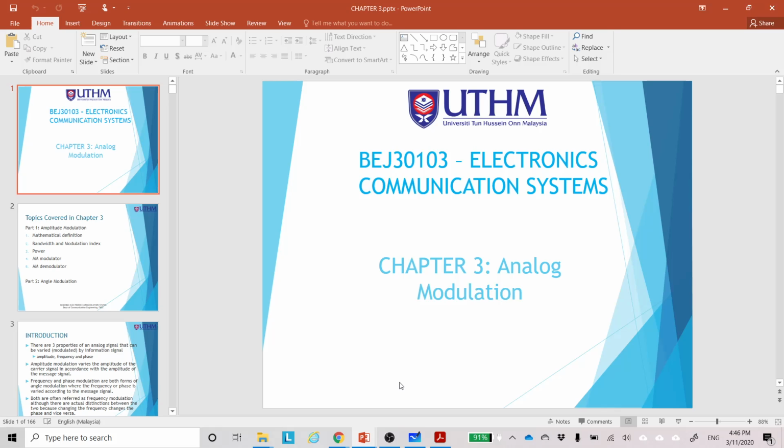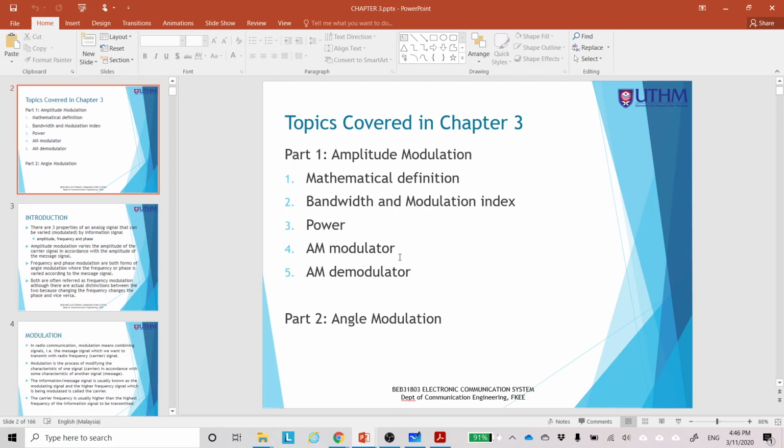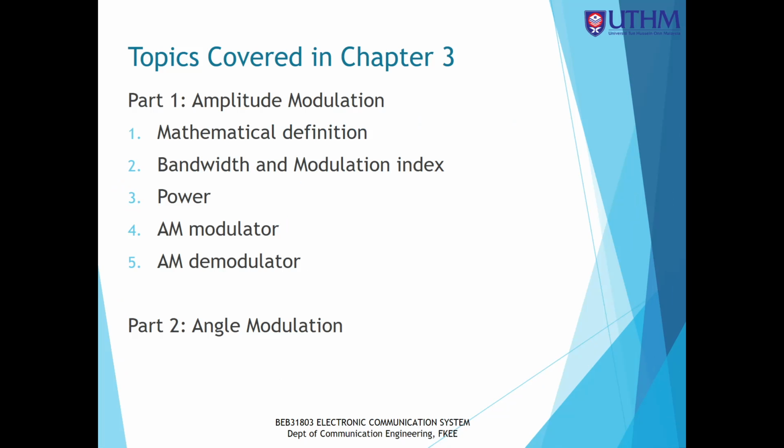Okey. Sikit je lagi saya nak tunjuk. Chapter 3 about analog modulations. Chapter 3 kalau kamu lihat ada dua bahagian. Yang pertama adalah berkenaan dengan amplitude modulation. So the first part is about AM. Kamu punya test 1 saya jangka akan covered until this.